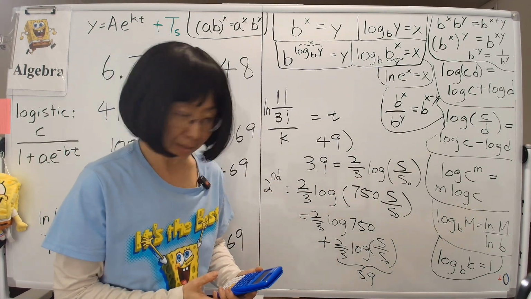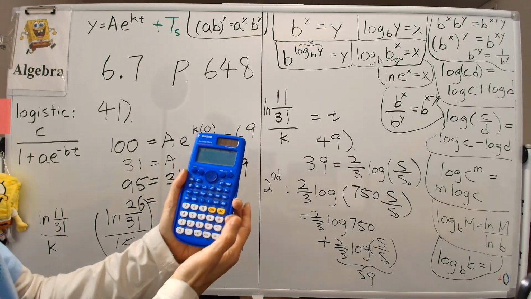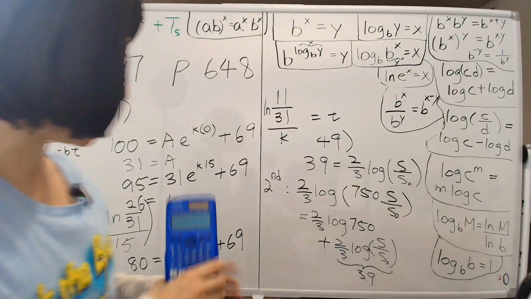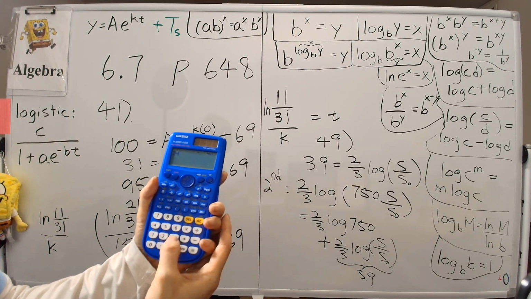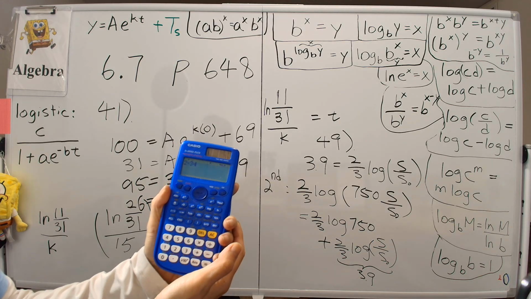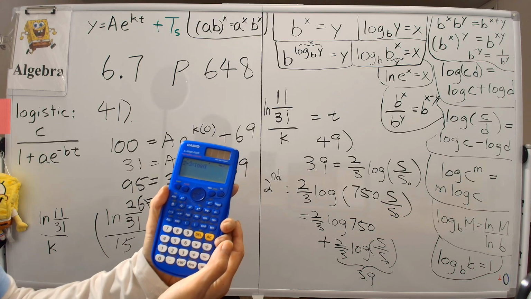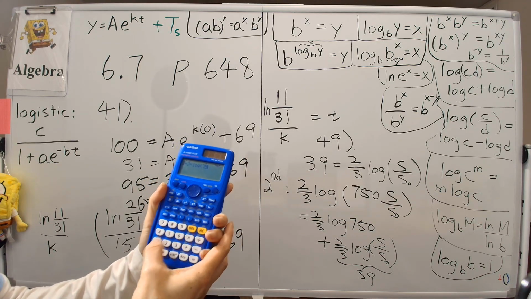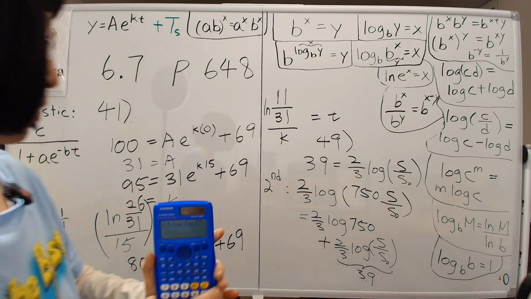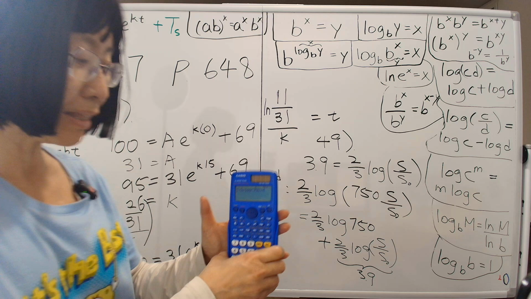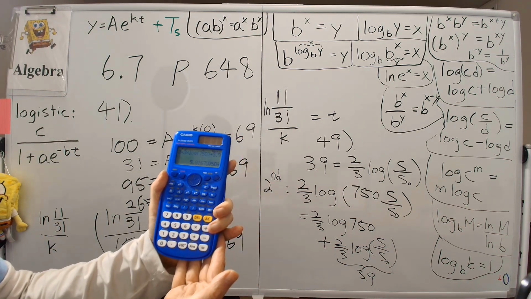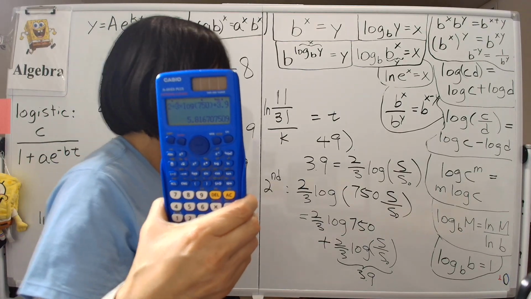All right, so let me stand a little closer. Now we have 2/3 times log of 750, close parentheses. That's the first part. Plus the second part is 3.9, which is given to us. That's 3.9 plus 3.9, and that equals some number, 5.8, and that is the answer.